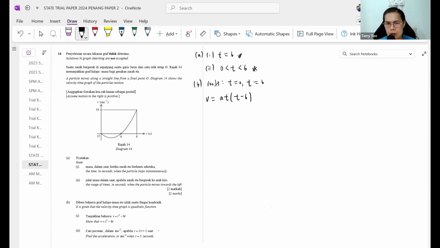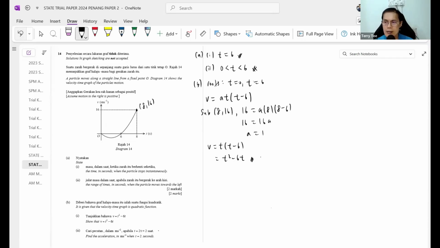So what we need to do is sub in another coordinate. You can't use 0 and you can't use 6. You have to use this point here, 8, 16. So you sub 8, 16 inside. Your velocity is 16 and your time is 8. 8 minus 6 gives us 2, right? Then you times 8, you get 16 as well. So my a is 1. Therefore, you sub in a is 1, and you get t times t minus 6. Velocity is t squared minus 6t.